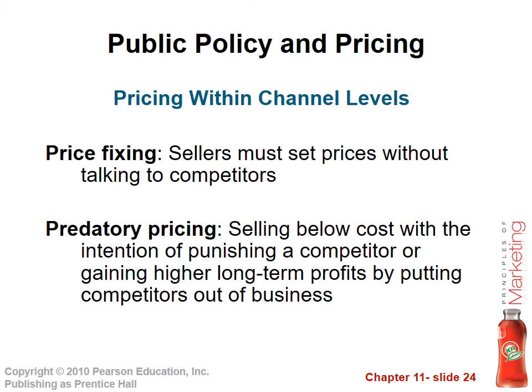And then predatory pricing: selling below cost with the intention of punishing the competitors or gaining higher long-term profit by putting competitors out of business. It is similar to a predator like a lion, when they would like to target another animal to be consumed. They try to hide in a bush, and then when they're near the target, they will just jump and take the target and eat it. But when they finish, they will just stand up high. They don't have to hide anymore because they already ate.